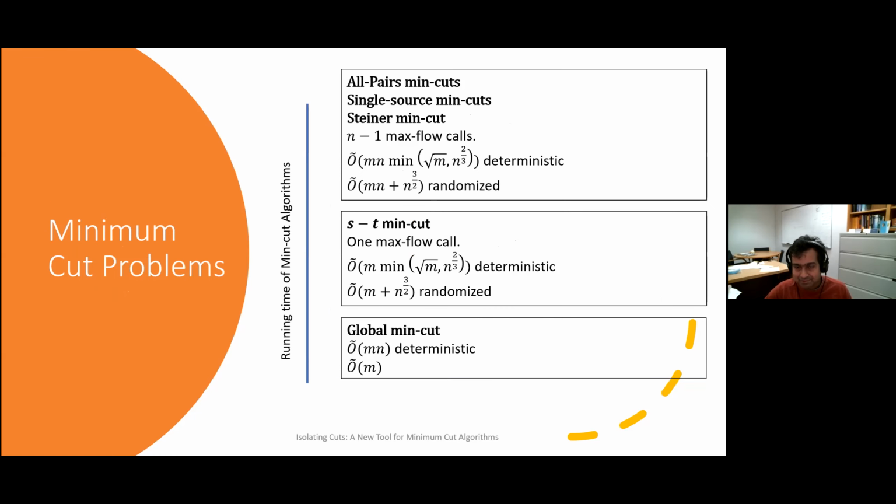Okay, so that creates this hierarchy of problems. Global min-cut is sort of at the bottom. So it has a linear time randomized algorithm, and a deterministic algorithm that's mn time.